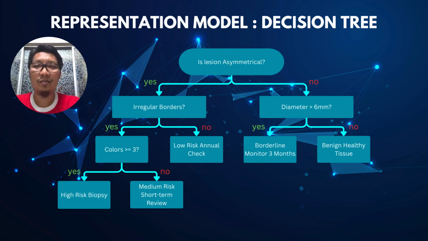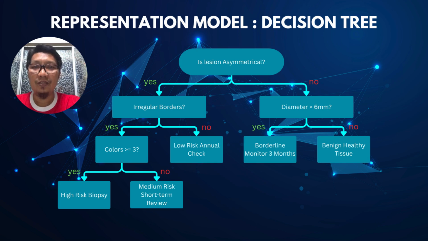Here are the details. Root node evaluation: the AI evaluates structural asymmetry. If the lesion is symmetric, it branches right to size evaluation. If asymmetric, it branches left to evaluate structural boundaries. Left branch, if asymmetry is yes: the network checks if the outer perimeter features jagged or irregular borders. If no, it is classified as a low-risk atypical mole or nevus, requiring an annual checkup. If yes, it proceeds to color variation analysis.